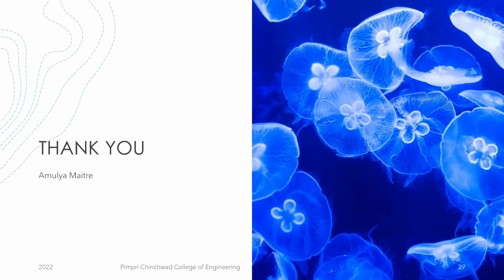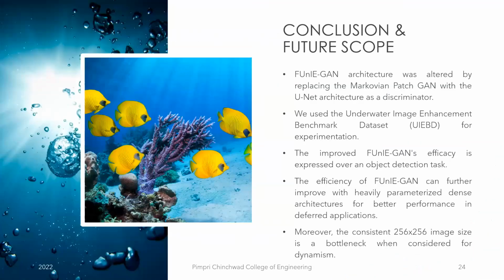Very nice presentation. Congratulations. It's such an informative presentation. You have included all the aspects. You have compared it with the existing algorithm. Now, just come to your conclusion and future scope. You have written here that the consistent 256 by 256 image size is a bottleneck. Right now, how can researchers perceive and pursue this work? What drawbacks or limitations, technicalities, do you find in your work?